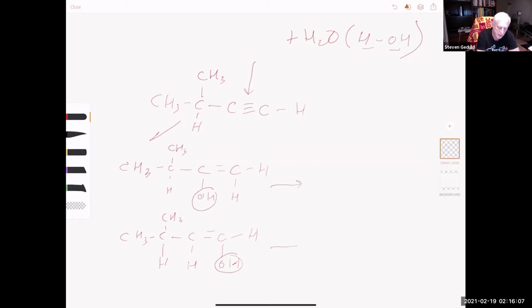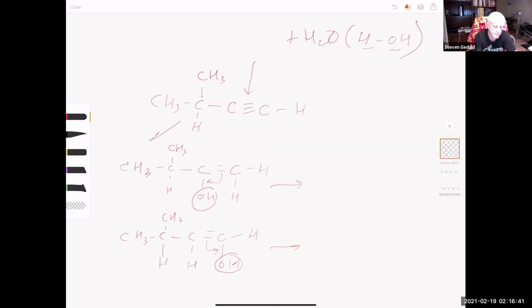These are both enols, because there's a double bond carbon next to a carbon with an OH group. So enol, the ENE is the double bond, the OL is an alcohol. An alcohol is an OH group. So what's going to happen? The electrons in this double bond are going to go towards the oxygen. The electrons in this double bond are going to go towards the oxygen. So enols are going to rapidly isomerize into either an aldehyde or a ketone.